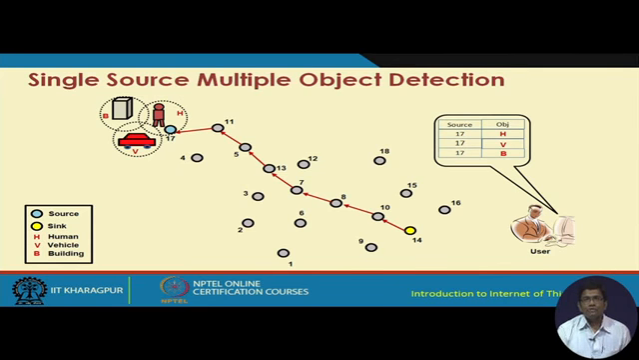The previous example was for a single source detecting a single object. Now, let us make our life a little more complicated. We have a single source detecting multiple objects. Earlier there was only a human object, now we have two more objects: a vehicle and some other building or something like that. So we have three different objects, a human, a vehicle, and a building. Now, as we can see over here, it becomes very difficult for this particular node to recognize what the different objects are, because there is not a single object but three different types of objects. So, object recognition is also very important.